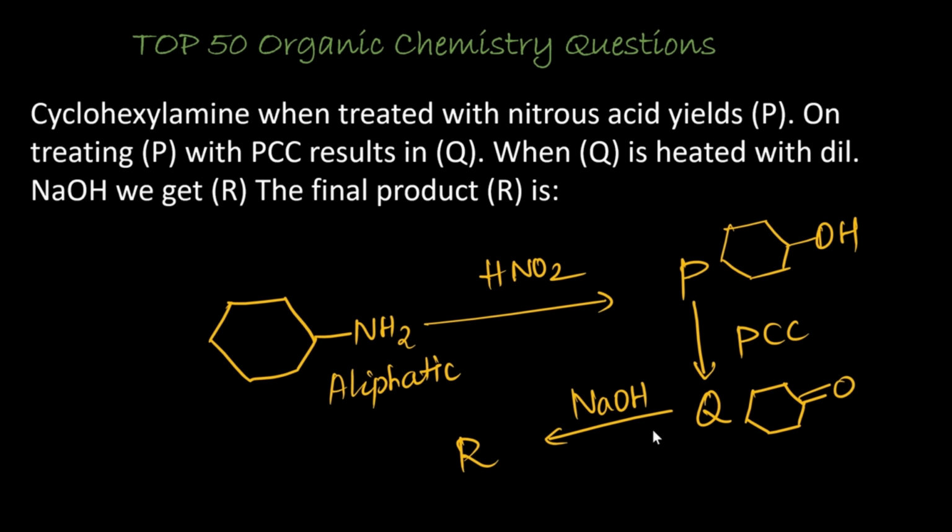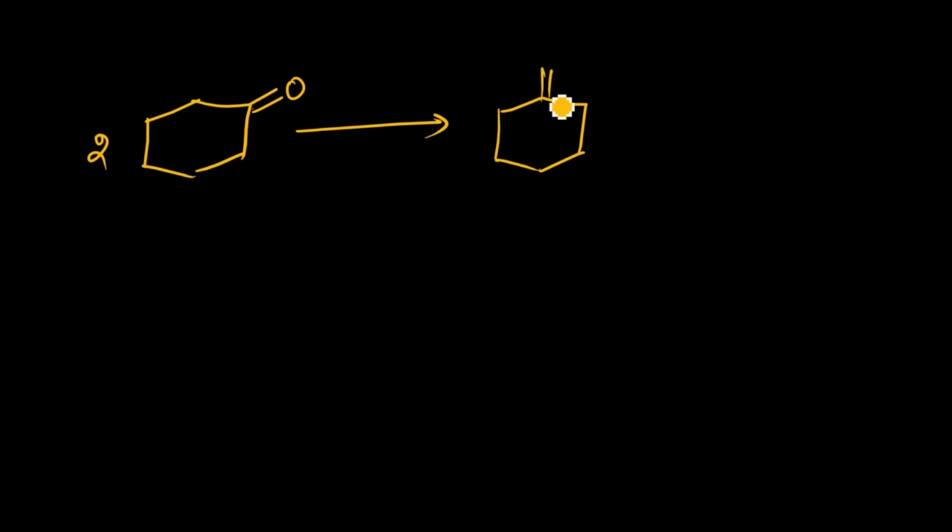Then NaOH. When Q is treated with dilute NaOH, we get the final product. This aldehyde or any carbonyl group can have the alpha hydrogens in it, right? So with NaOH, that will give aldol condensation to give the product, double bond O, 2 of this to produce double bond O. At the alpha position, I have this another group. So this is the answer to this question.